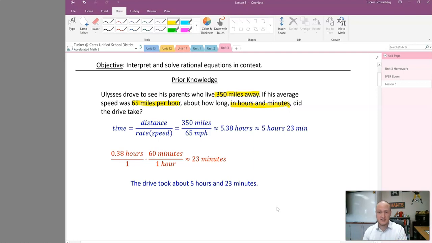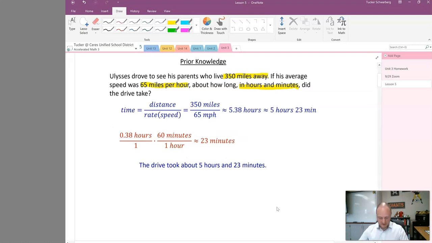Now, the problem did ask in hours and minutes, so we have to take that 0.38 hours and convert it into minutes. That conversion rate is 60 minutes per 1 hour, so we get 23 minutes. So to answer this question, the drive took about 5 hours and 23 minutes.